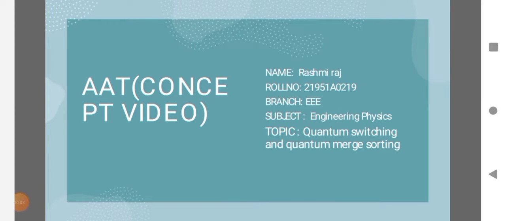Rashmi Raj from Tribly. Today I am discussing my AAT presentation topic, that is quantum switching and quantum merge sorting.